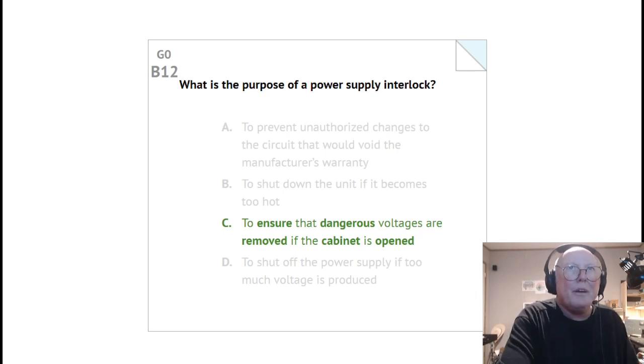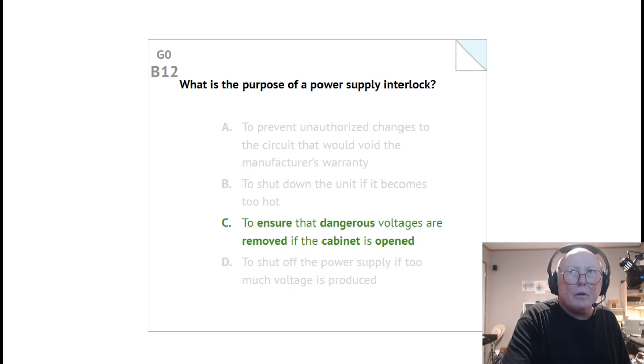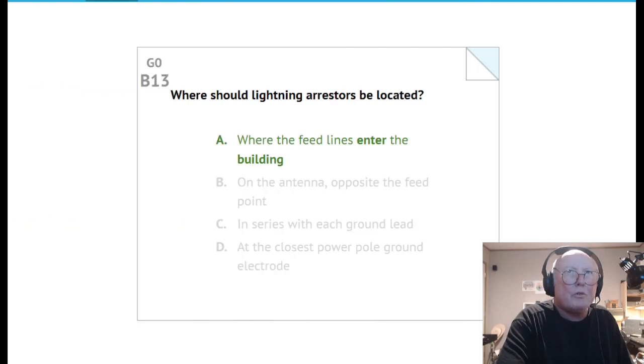B12. What is the purpose of a power supply interlock? Answer C. To ensure that dangerous voltages are removed if the cabinet is opened. So that's that. And the last question.